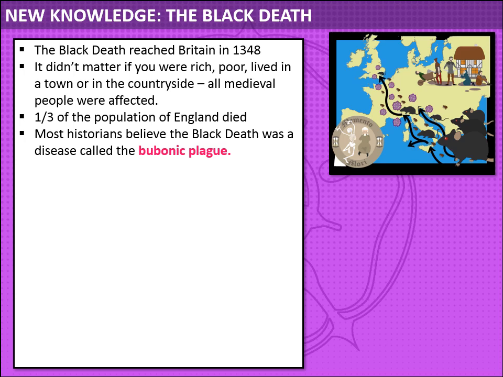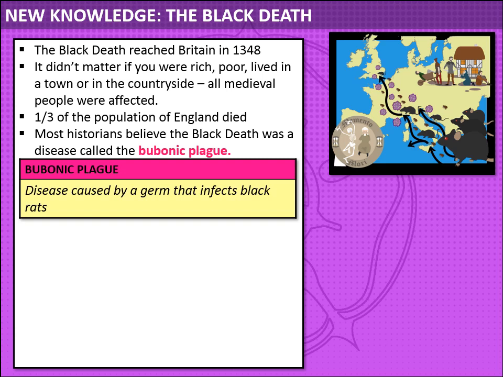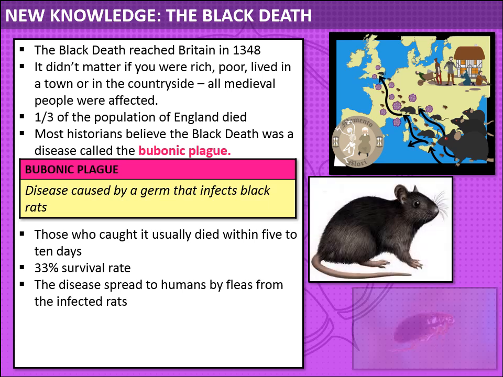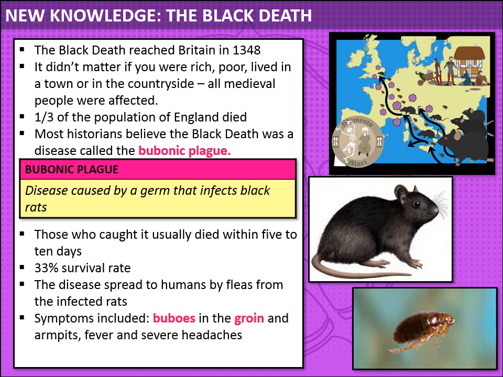Most historians believe the Black Death was a disease called the bubonic plague. The bubonic plague was a disease caused by a germ that infects black rats. Those who caught it usually died within 5 to 10 days, with a survival rate of 33%. The disease spread to humans by fleas from the infected rats. Symptoms included buboes in the groin and armpits, a fever and severe headaches. The buboes could grow to the size of an egg or a small apple.